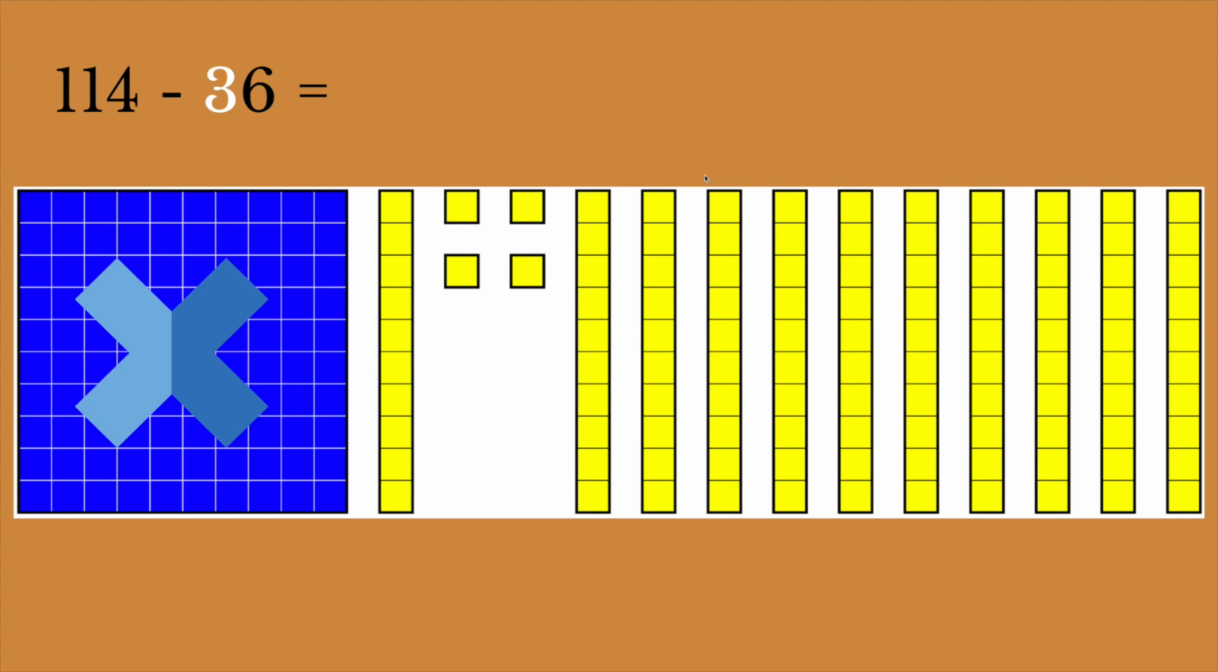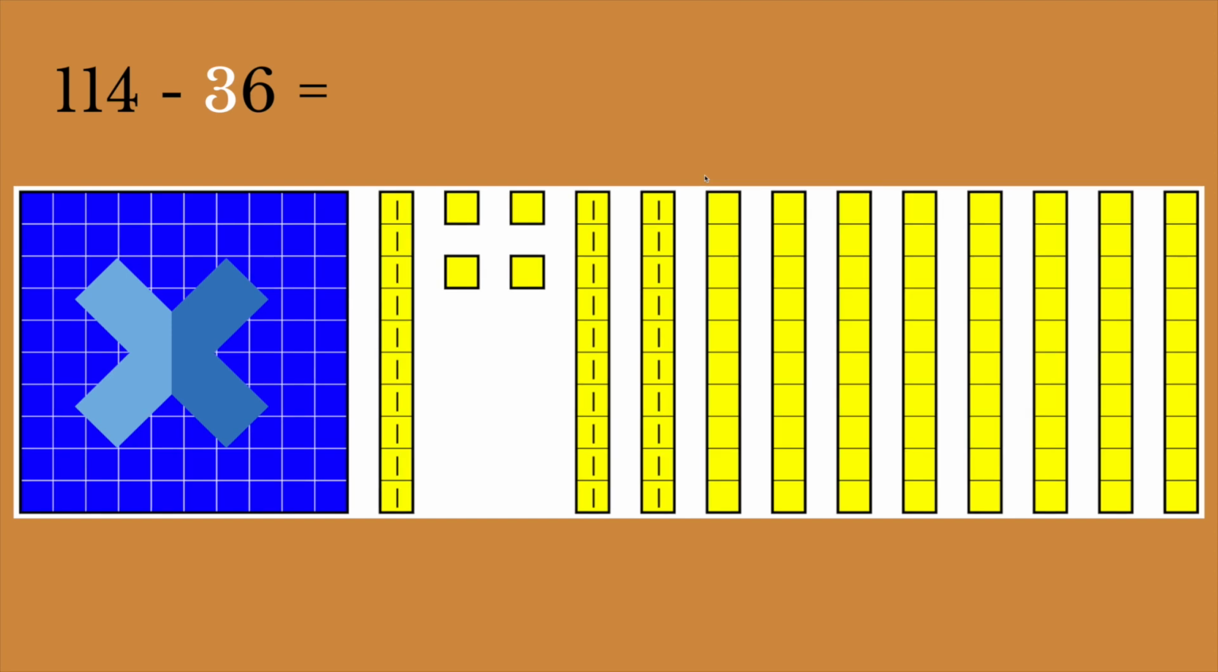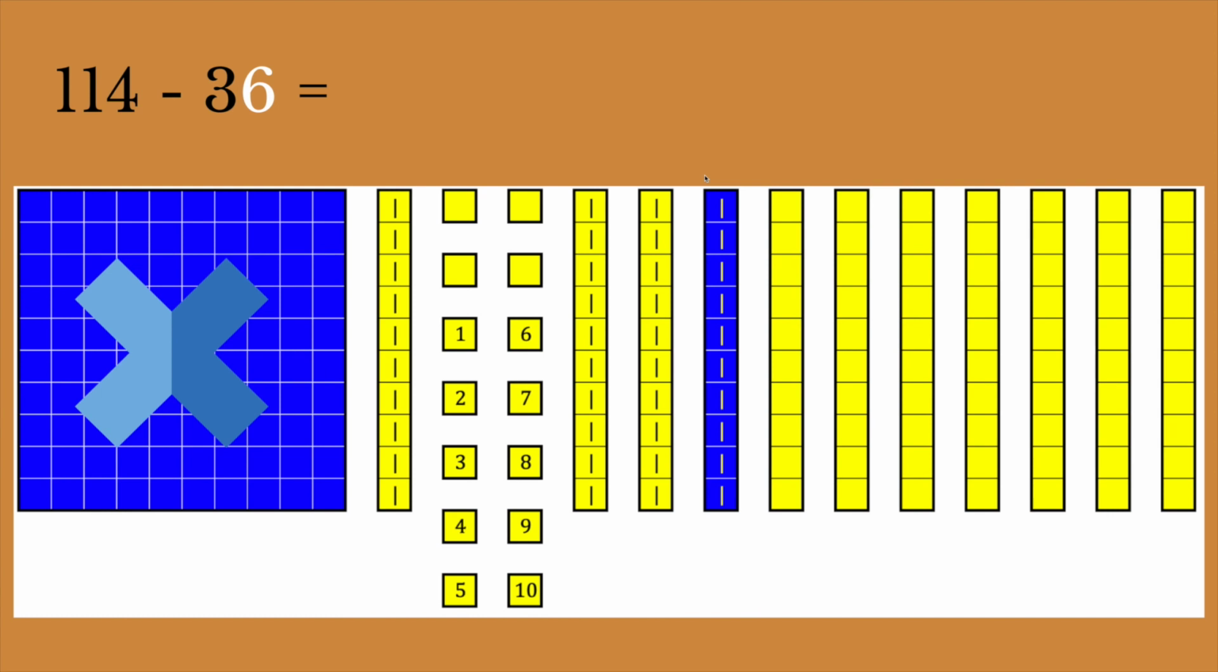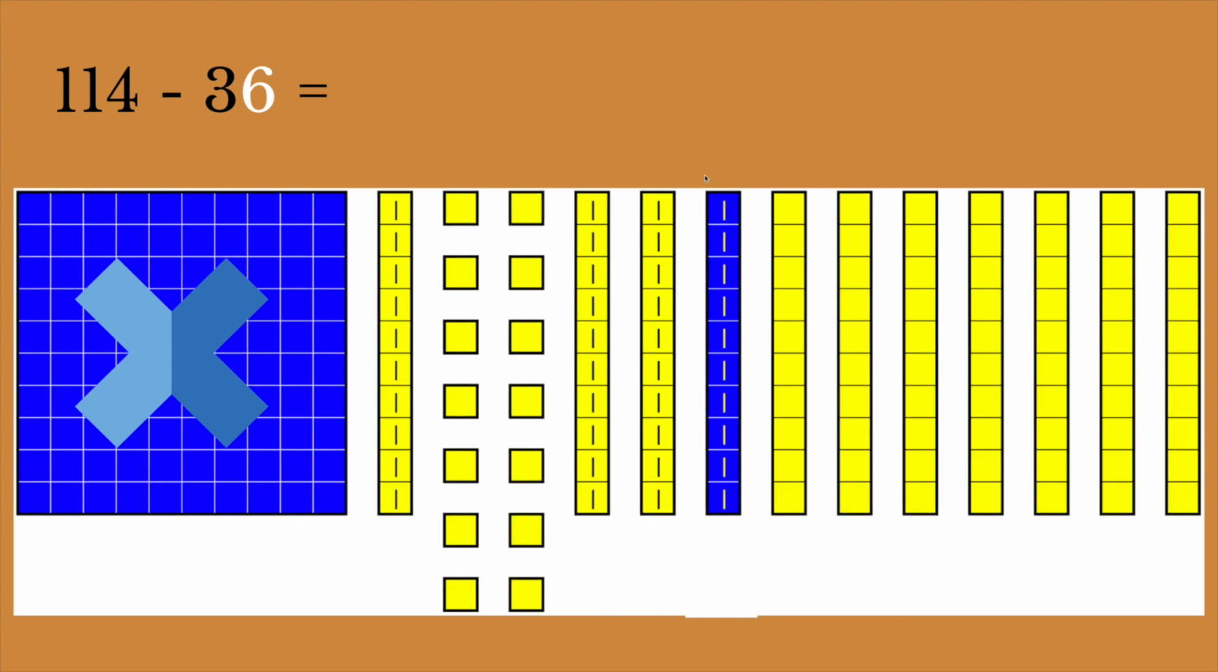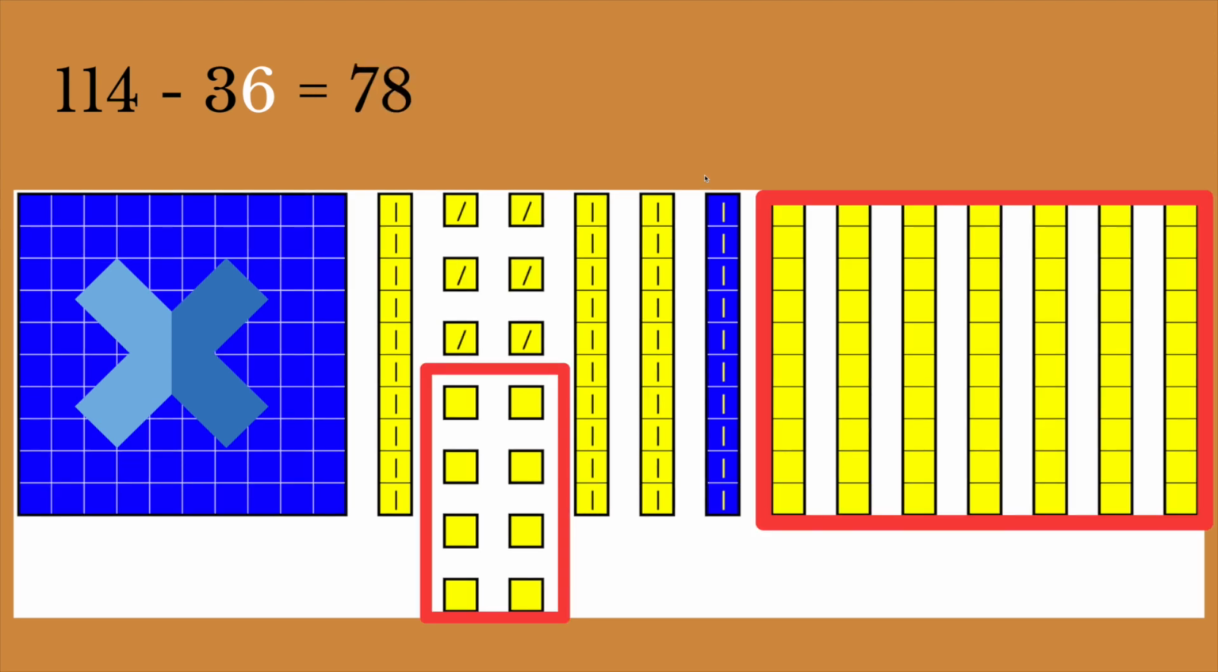The value is the same. There are still 100 cubes in my 10 longs, but now if I need to remove 3 longs, I have enough to do that. Now I need to subtract 6 cubes, but there are only 4 cubes here. I will need to make a trade, but this time I'm going to trade a long for 10 cubes. So if I want to remove 6 cubes, I can do that now. What I have remaining are 7 longs, or 70, and 8 cubes. So I have 70 and 8, which we represent as 78.